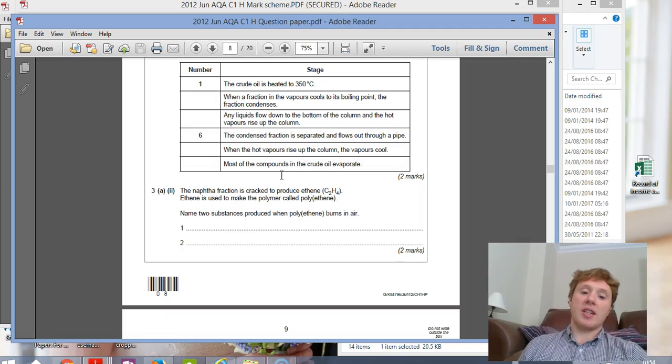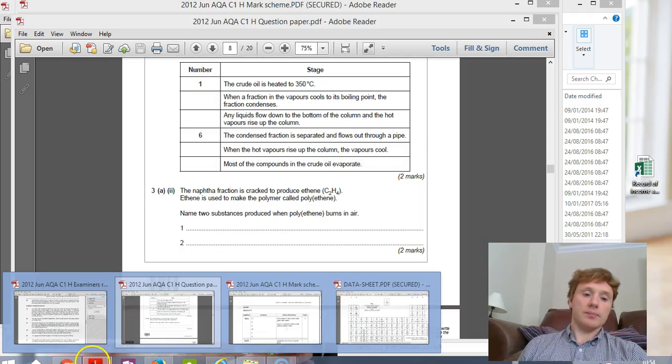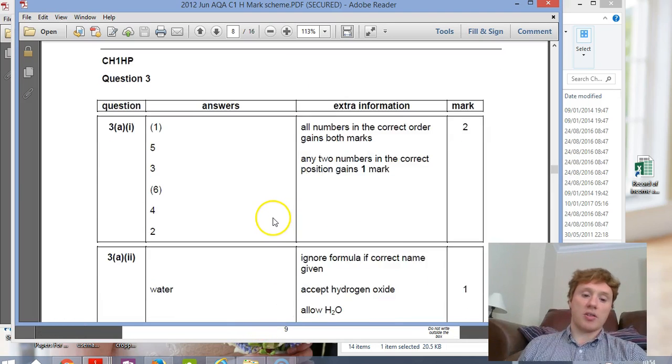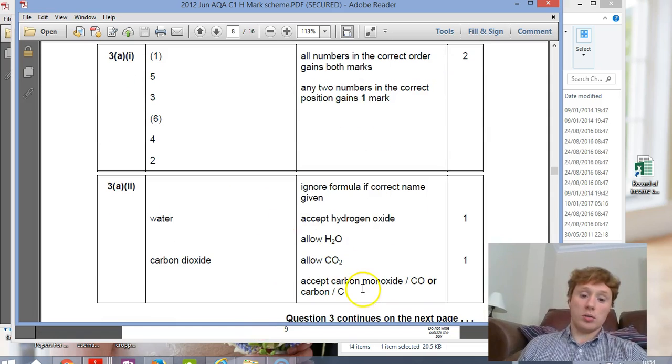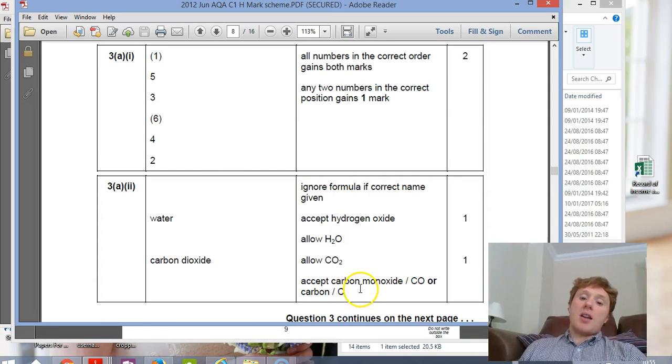Name 2 substances produced when polyethylene burns in air. It's got carbon and hydrogen. Off you go. Right, so the answer should be carbon dioxide and water, or carbon monoxide or carbon, because if you do incomplete combustion, that's what you get.